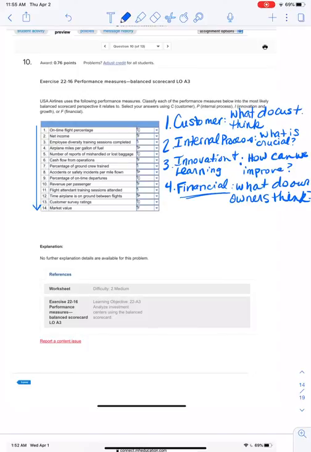I am so sorry. I got confused when I was talking about employee diversity. I saw the I, and apparently I thought that meant internal process. That is not what that means. So I'm going to make me a key real quick so that doesn't happen again. For customer, we're going to use C. For internal processes, we're actually using P. For innovation and learning, we're going to use I. And for financial, we're going to use F.